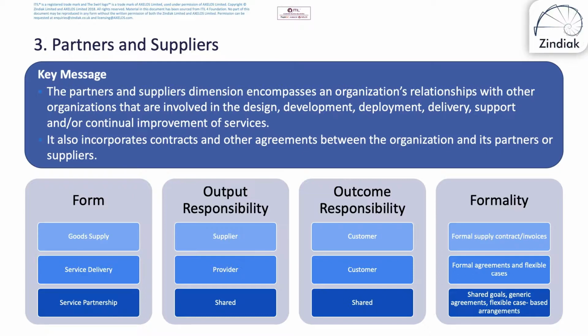Form of cooperation, goods supply. The responsibility for the outputs is the supplier. The responsibility for achievement of the outcomes is the customer. The level of formality: formal supply, contracts and invoices. An example might be procurement of computers and phones.